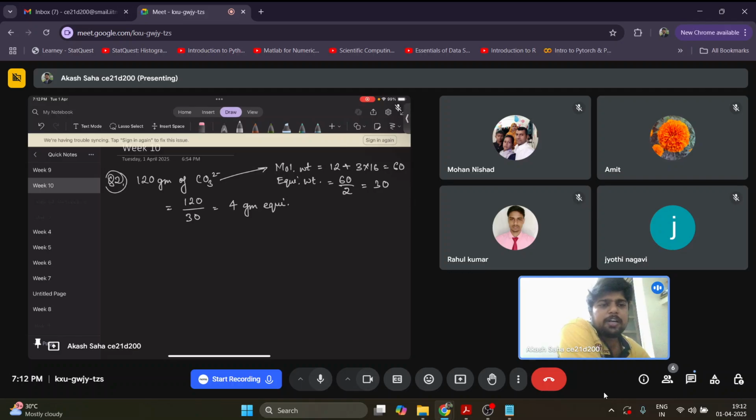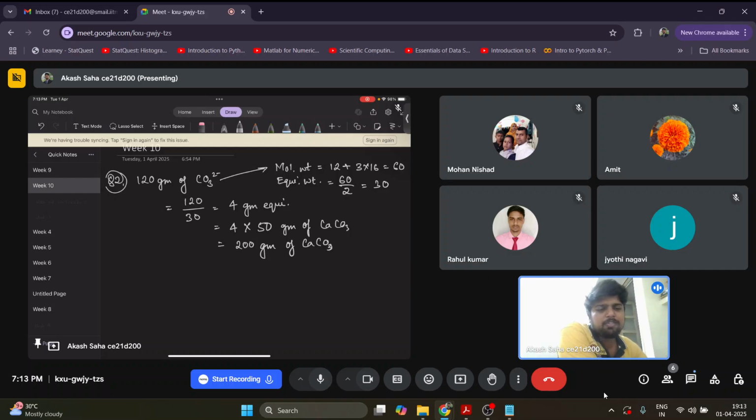Now I have to convert into as per CaCO3. So what I will do? We will multiply this 4 gram equivalent with the equivalent weight of CaCO3. So I will just multiply it with 50. The total molecular weight of CaCO3 is 100, so 100 by 2, again it will become 50. So 4 into 50 gram of CaCO3. So it will be around 200 gram of CaCO3.